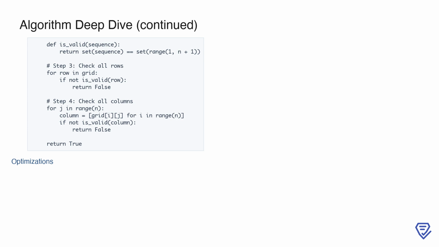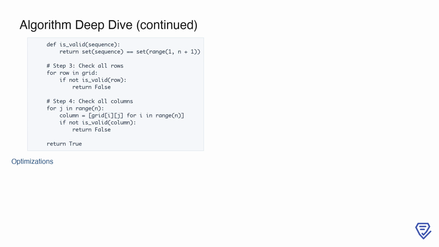This function determines whether a sequence contains all integers from 1 to n by converting the sequence into a set and comparing it to the target set generated using range(1, n + 1). With this function in place, we then proceed to validate all rows. For each row in the grid, we call is_valid. If any row fails the validation, we return false immediately.